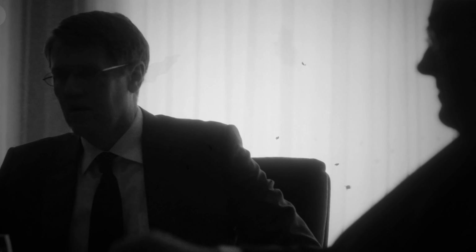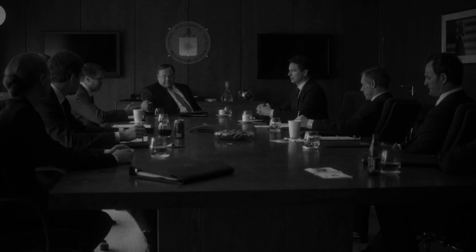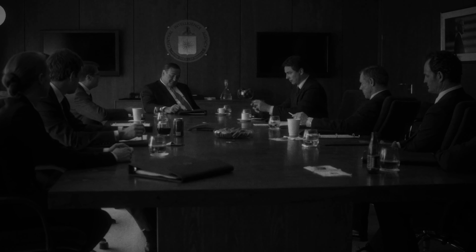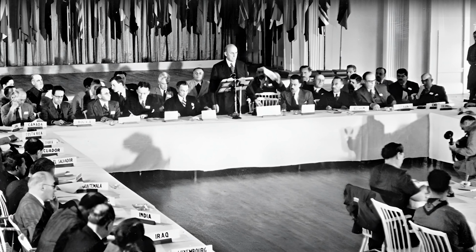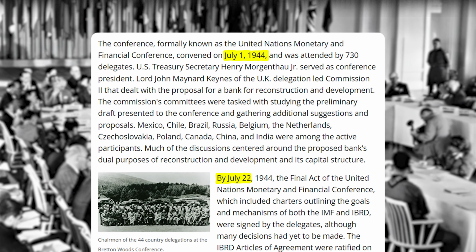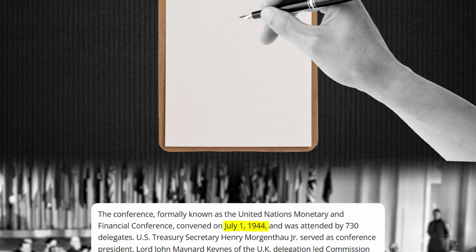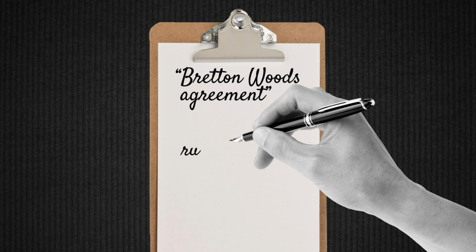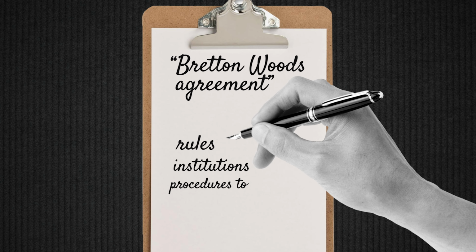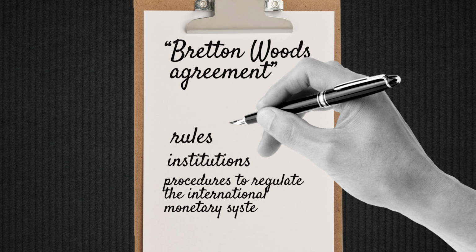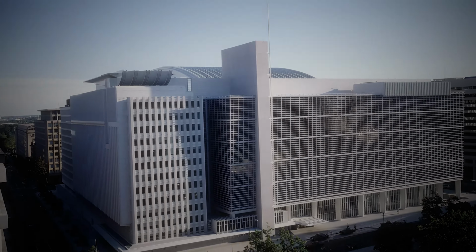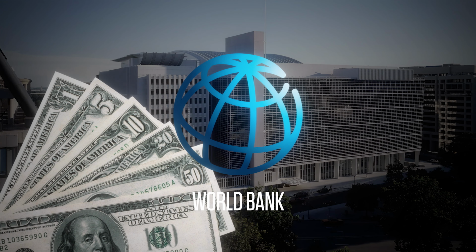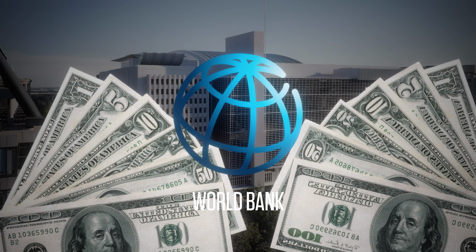The main purpose of these talks, though, was to agree on a system of economic order and international cooperation that would help these countries recover from the devastation of the war and foster long-term global growth. The delegates, all 730 of them, deliberated terms from the 1st to the 22nd July, signing what would be known as the Bretton Woods Agreement. This agreement started the application of a system of rules, institutions, and procedures to regulate the international monetary system. Not only that, but it also set up an international bank with the purpose to finance the reconstruction of European nations devastated by the war.